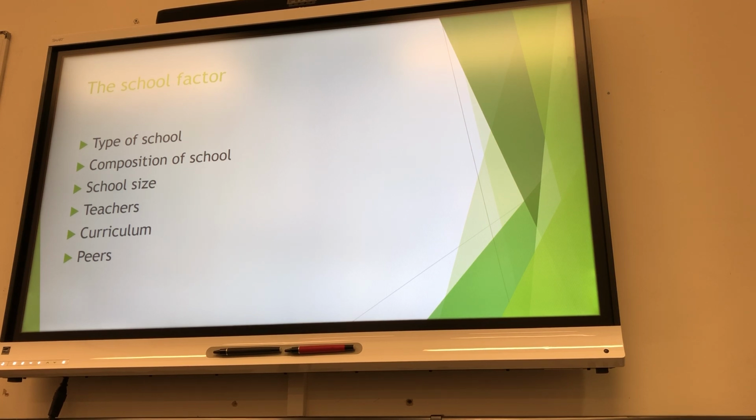Some schools do have better funding than others. For each child, depending on how severe their disability is, the school gets more funding. But because we're an academy, that funding doesn't necessarily go to that child, it goes to the school, so the school decides how they spend that money. The teachers in the school are also an important factor, and that may affect how you work.